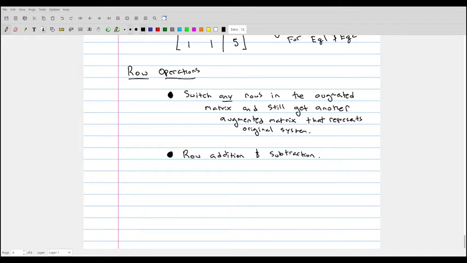This means that you can add any row of the augmented matrix to any other row and still get the same system. It's a different augmented matrix, but it's still an augmented matrix that describes the original system.